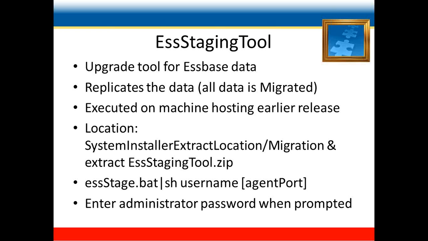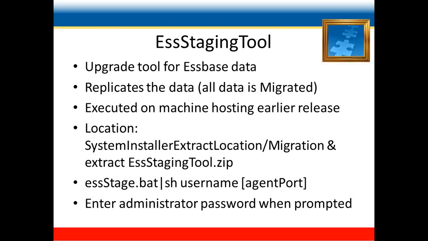This utility can be located under your installation files that you download from Oracle eDelivery, under the migration directory, and you will find a zip file named essstagingtool.zip. You will have to extract this file, and then run essstage.bat for Windows environment or essstage.sh for Linux or Unix environment.